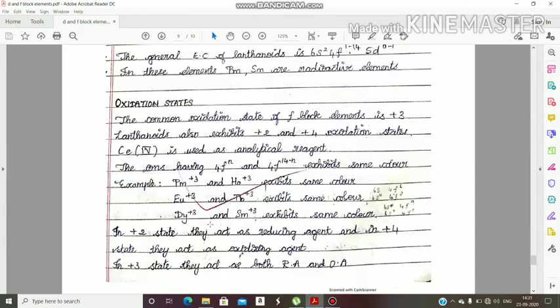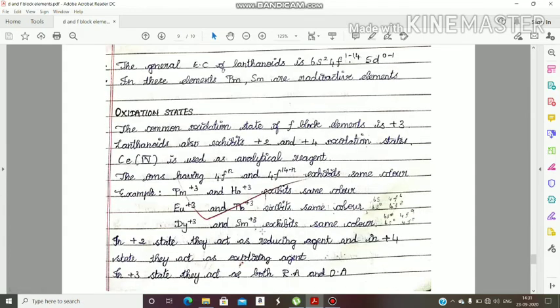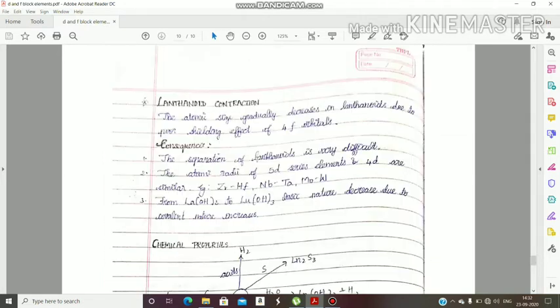Next, in +2 state, they act as reducing agents, and in +4 state, they act as oxidizing agents. These elements exhibit +2 and +4 states also. So the elements in lower oxidation state act as reducing agents. In higher oxidation state, they act as oxidizing agents. Next, in +3 state, they act as both reducing and oxidizing agents. That means +3 is the intermediate oxidation state. In that state, they act as both reducing agent as well as oxidizing agent.